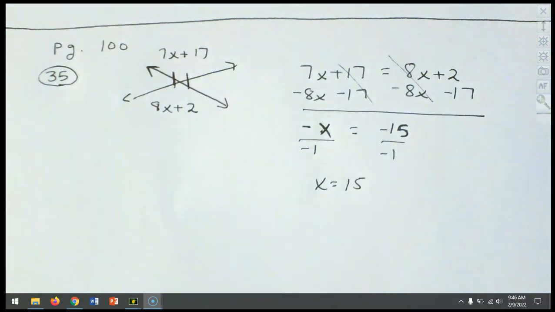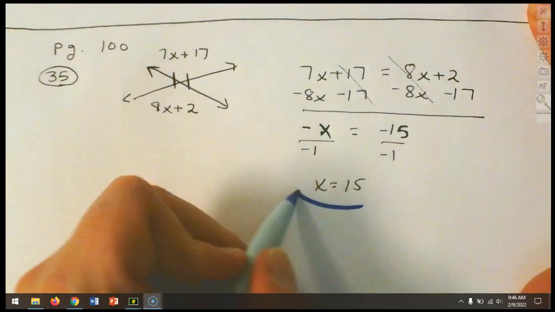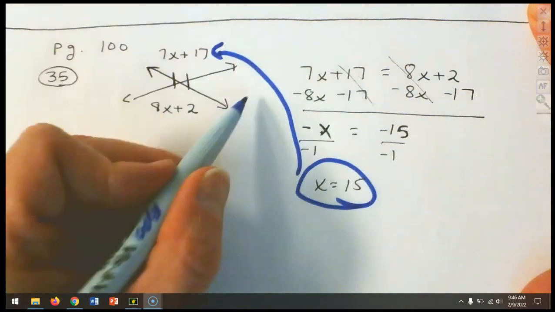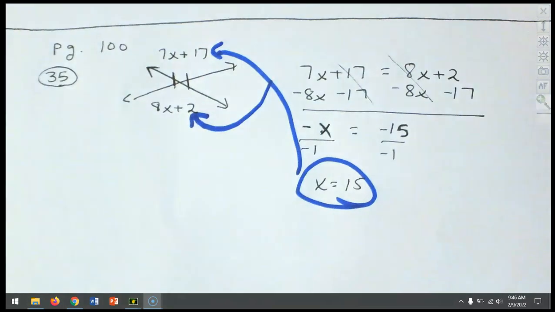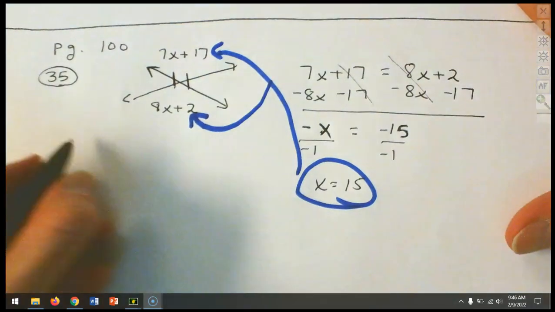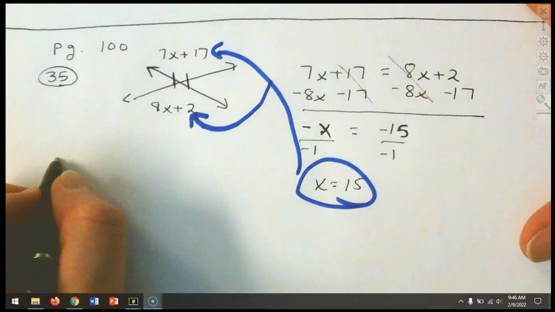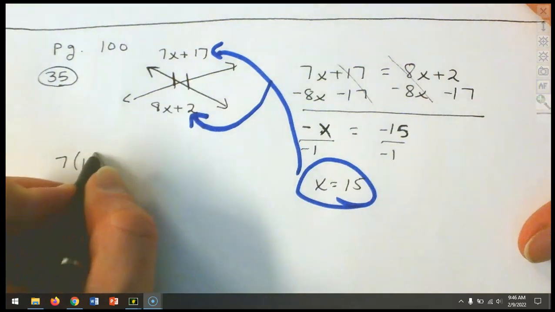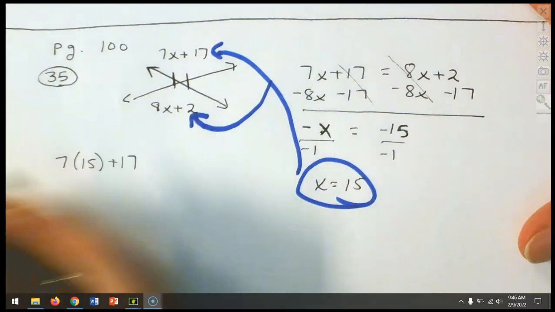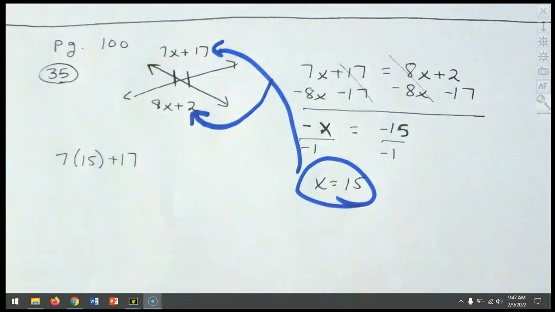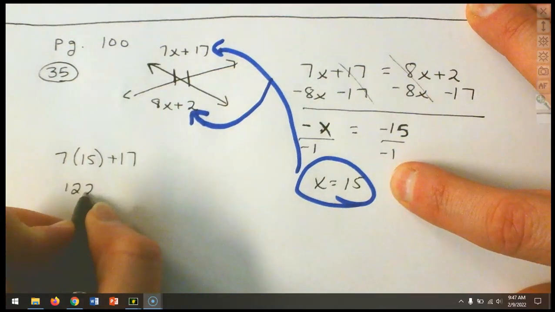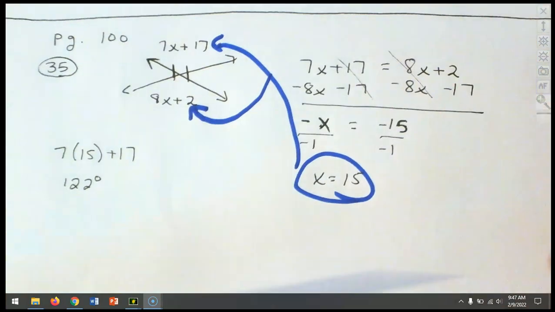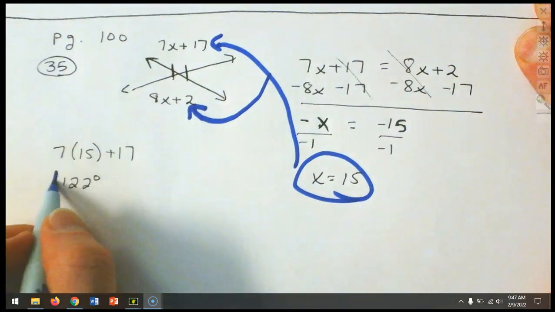But we are not done yet, because what do we have to do? Yep, take it, plug it back into both. Now they should be the same, so we're going to go ahead and plug it into both, and that's going to be our answer. So they should be equal to each other. So the first one is 7 times 15 plus 17. 7 times 15 is 105, plus 17 is 122 degrees. The other one should be the same.